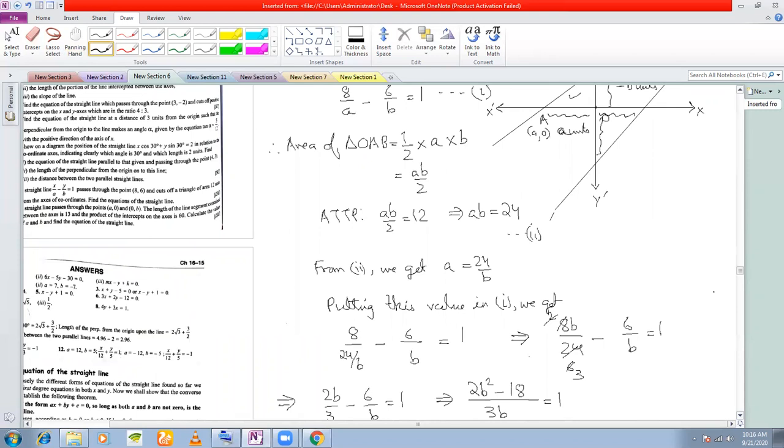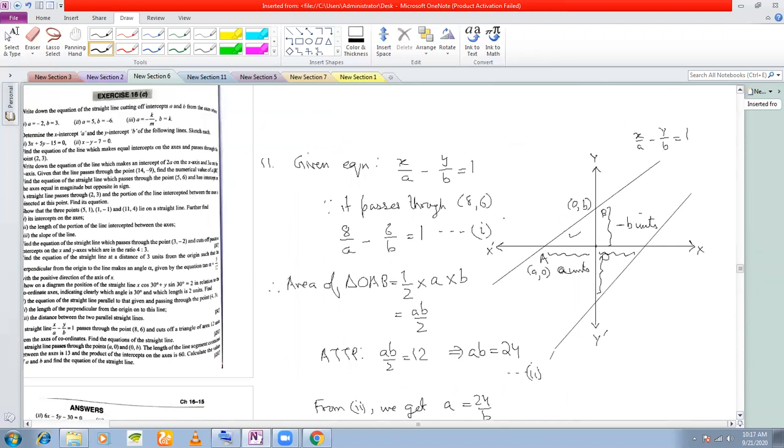But when we are taking the area, we'll not take the sign. The area will be positive. When we are taking the area, we'll take the positive signs of A and B. That is why, because ultimately when we are putting it in equation number 1, we are putting it with the sign. That's why.